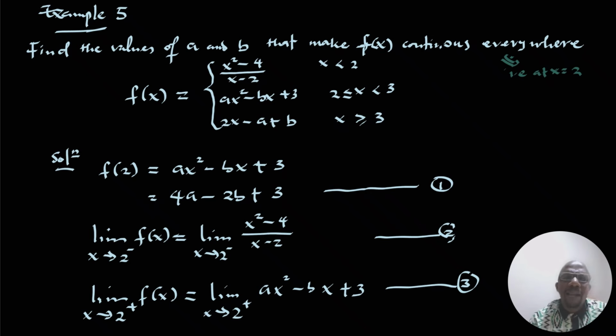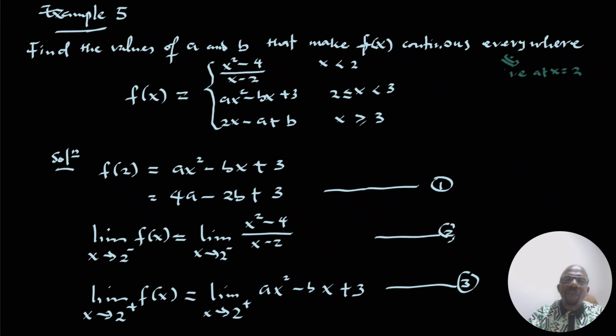Let's do another simple example, example 5. Find the values of a and b that make f of x continuous everywhere. Look at the conditions we are given: x equals 2, x less than 2, x between 2 and 3, and x greater than 3. That means we are going to look for a point of discontinuity at x equals 2.